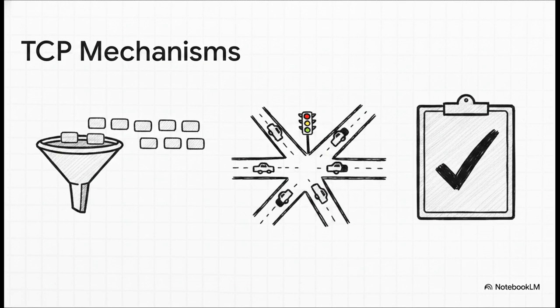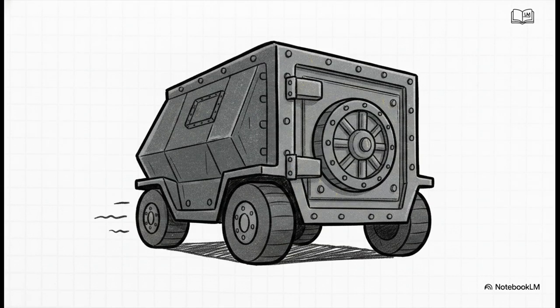First up is flow control. This prevents the sender from completely overwhelming the receiver by ensuring data is only sent at a manageable rate. Next is congestion control, which is essentially built-in algorithms that manage overall network traffic so the whole internet system doesn't bog down. And finally, acknowledgments. TCP demands receipts. It requires an explicit, firm acknowledgement from the receiver for every single piece of data to confirm it was successfully received. So the crucial point here is that TCP prioritizes reliability over speed.